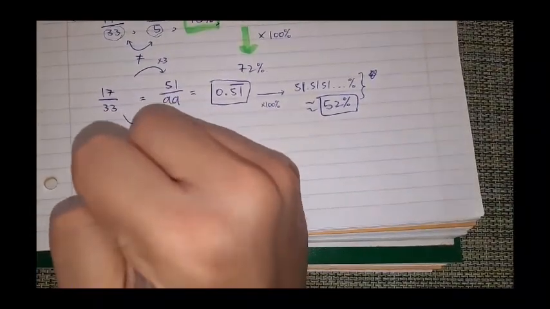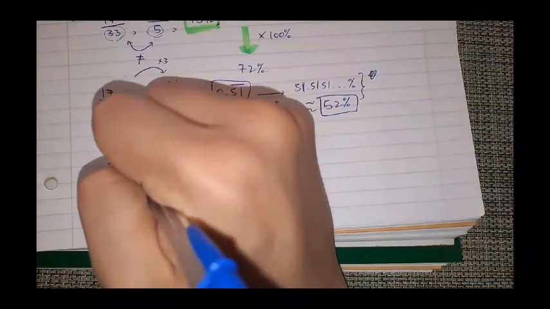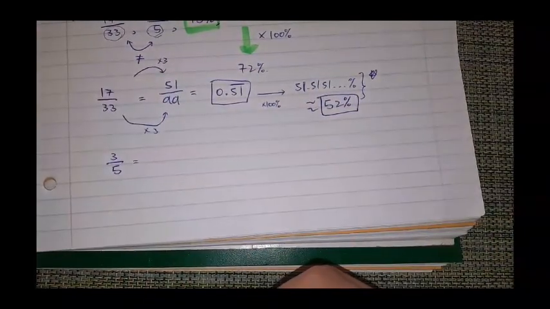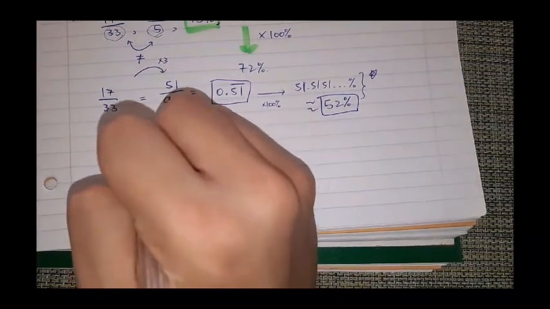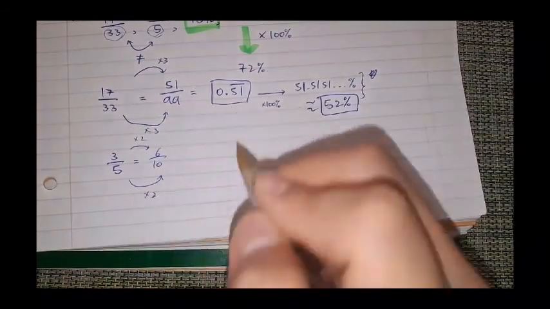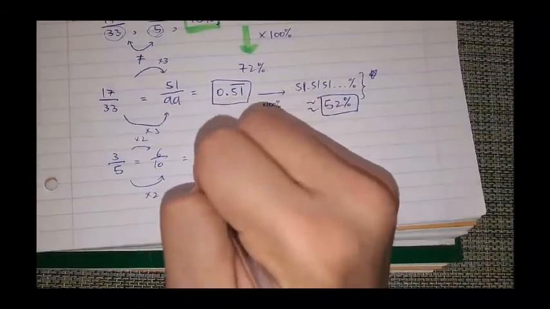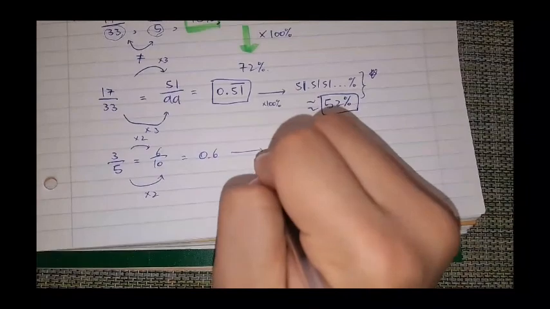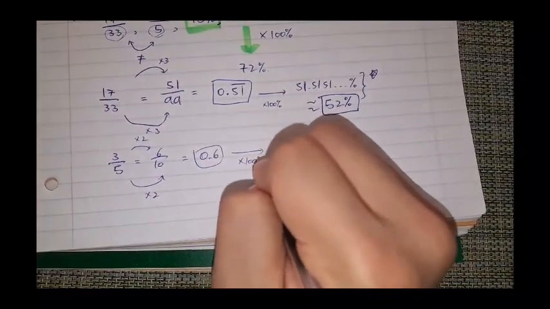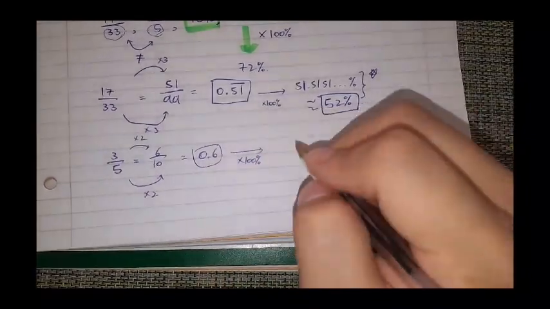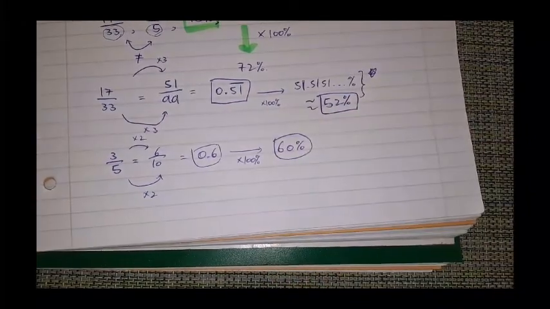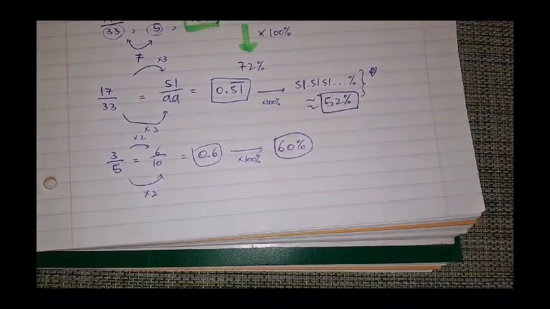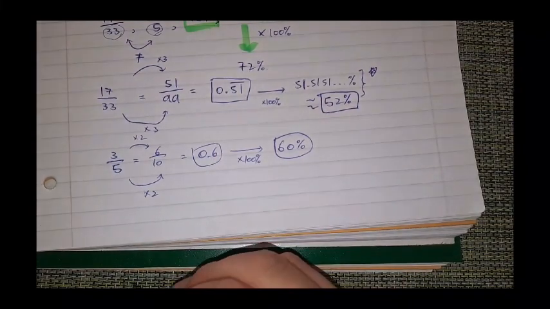Now, next one, 3 over 5. Is there any fraction that you can transform into a repeating or terminating decimal? Yes, you can. Simply multiply by 2. Then it's 6 over 10, which gives you 0.6. And if you multiply by 100, then you will get 60%, not 6%. Remember, it's a 2 bunny hop to the right. So it's 6 and then 0.